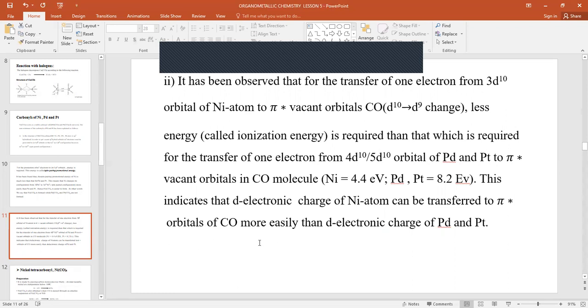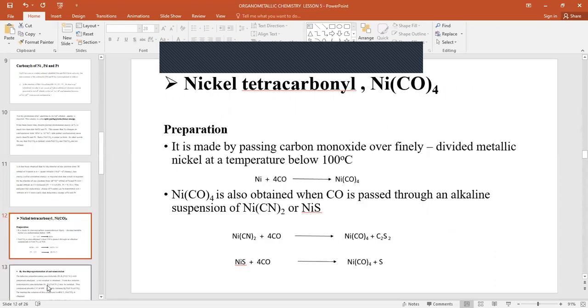And that higher energy accounts for the non-existence of palladium and platinum tetracarbonyl, while the low ionization energy required to transfer the d electrons to the vacant pi orbital for nickel accounts for its existence. Nickel tetracarbonyl.